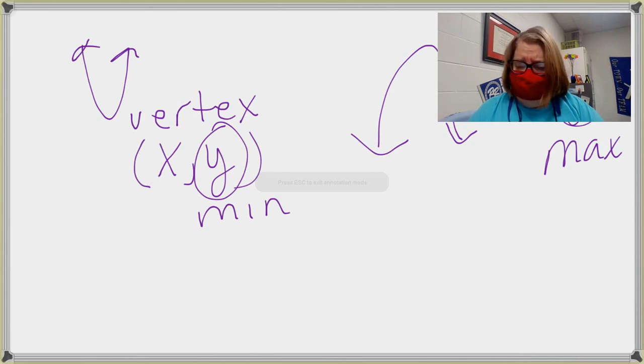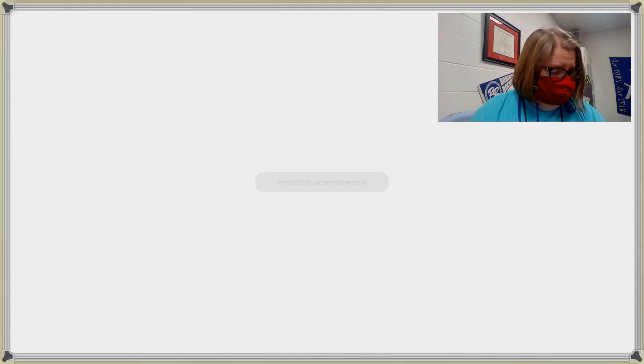Some of the graphs say to be sure and show your axis of symmetry. Remember, that's a dotted line.